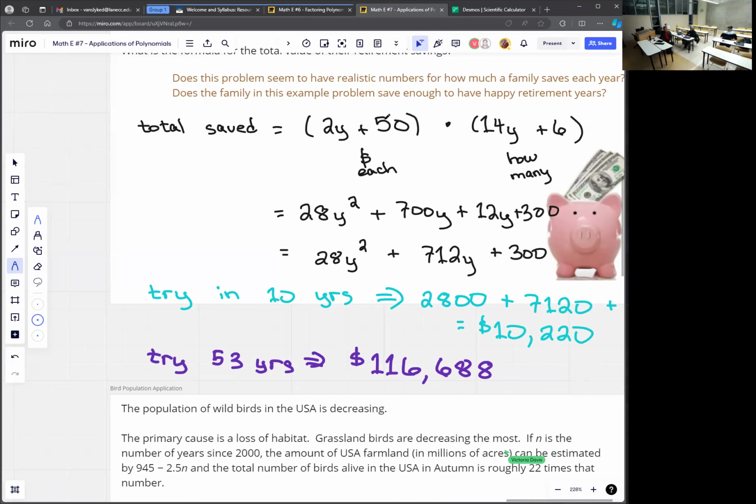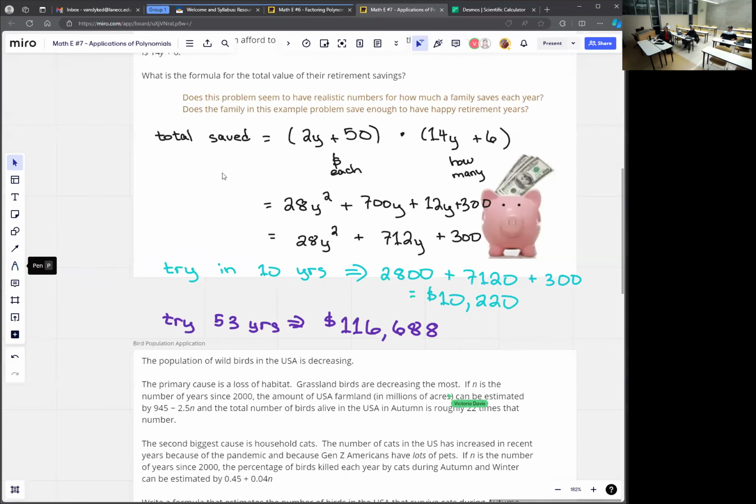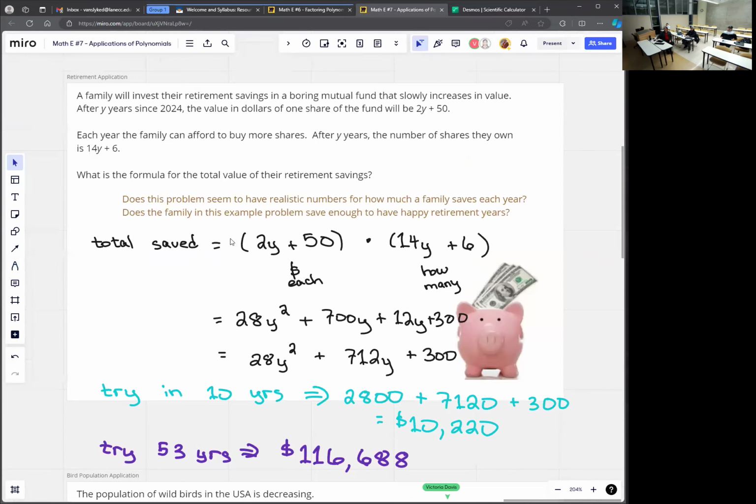Yeah, so part of it is our assumption. It's also like accounting for better pay, inflation, and all that too. Okay, so let me zoom out so you can see the pig problem all happy. So another example of multiplying polynomials in real life. If you have a dollar amount for each thing, that's a formula. How many of them you have was another formula. So the total value was the product.